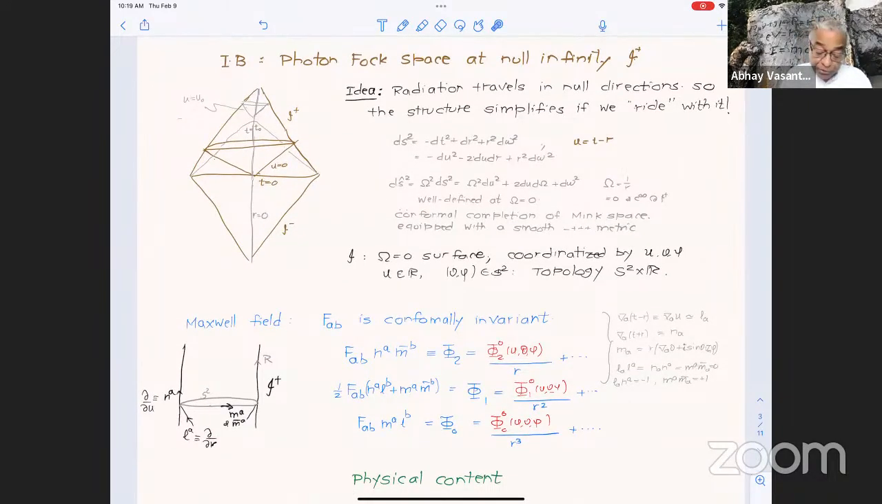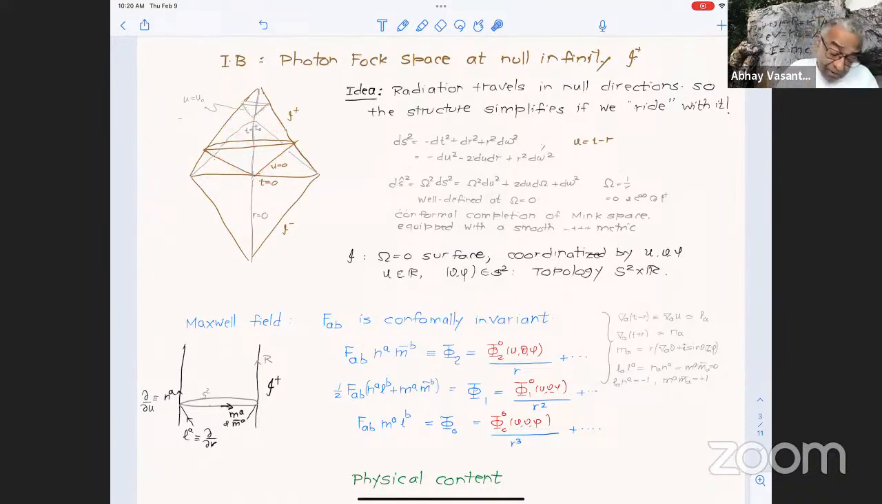So what we're going to do is we're given a Minkowski space, and we're going to complete it by adding a boundary. And that boundary is called script I, or scri, and it's called null infinity up here. The idea is that radiation travels in a null direction. If I light a point source here, then the light will always travel in a null direction, like that.